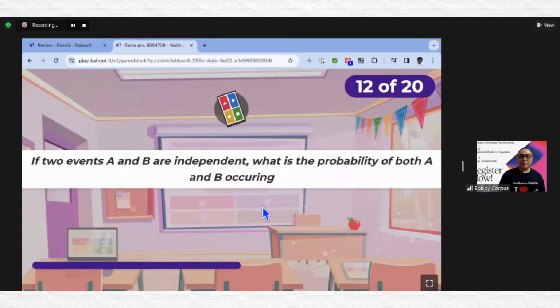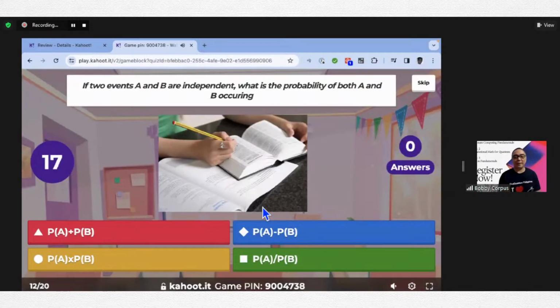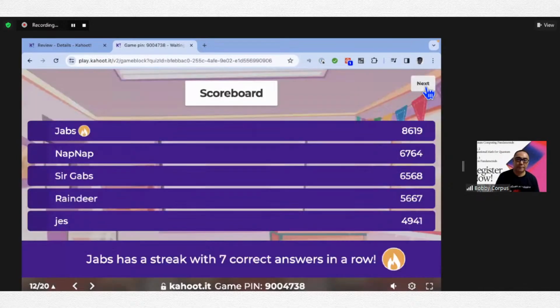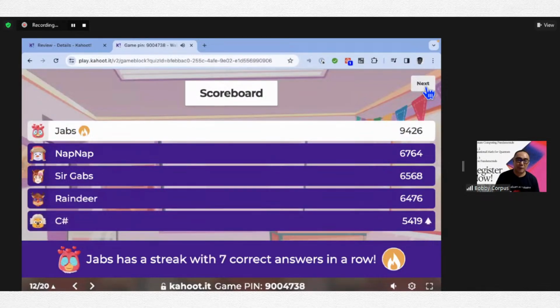So if two events A and B are independent, what's the probability of both A and B occurring? I'm not sure if this was discussed by Elmer. Pero definitely, nasa high school to. Okay, so the answer is number 3. You multiply the two probabilities. C sharp. Constant tong mga to ah. Galing ah.